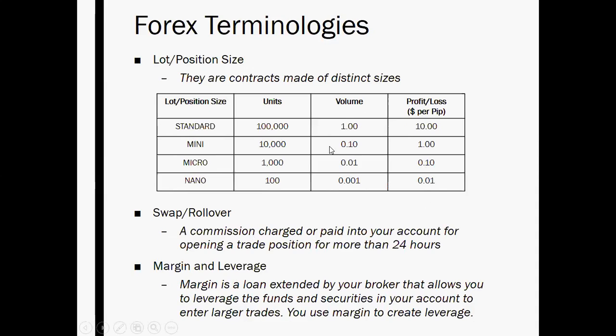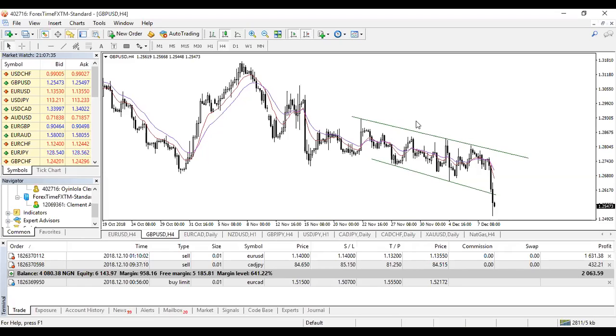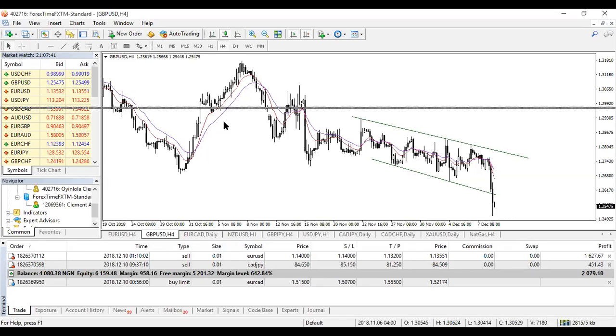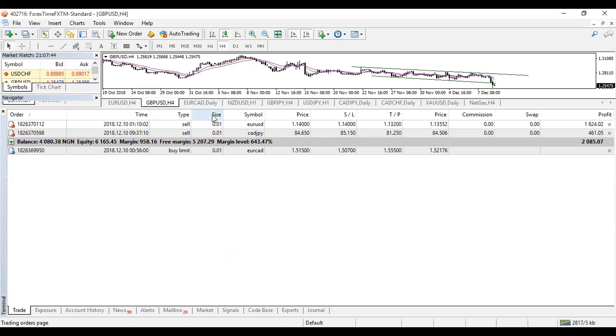Now, this volume is what you input in your MT4. Let me show you what that means. Let me take you to my live chart. This is my live chart and my running trade. You can see this size here. You can see the type. I am selling Euro USD, and the size is 0.01. What this 0.01 means is that I am using a micro lot. That's what that 0.01 is saying.